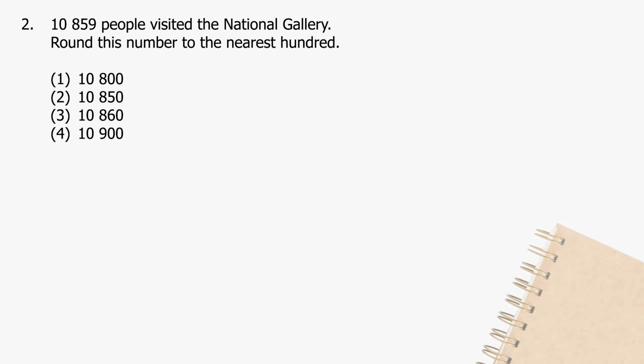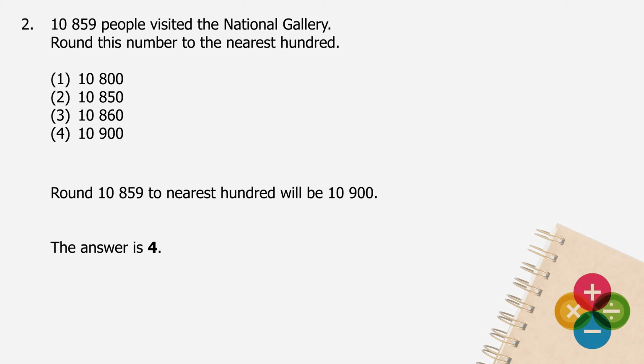Question 2. 10,859 people visited the National Gallery. Round this number to the nearest hundred. Round 10,859 to the nearest hundred will be 10,900. The answer is 4.